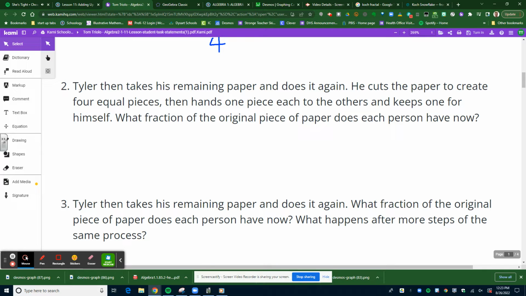So he has the paper in his hand. They still have the paper in their hand. He takes the paper in his hand and cuts it into quarters, and each one of those persons gets a quarter of the paper he has right now. How much of the total paper did they have?